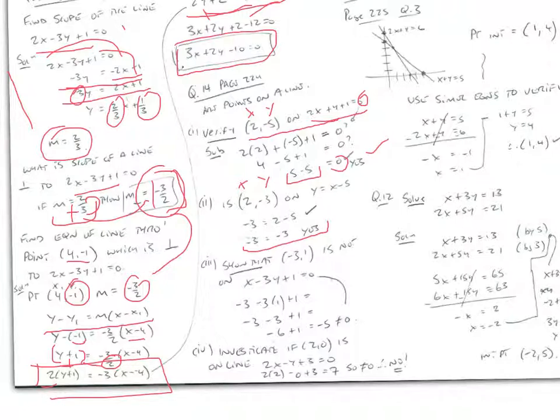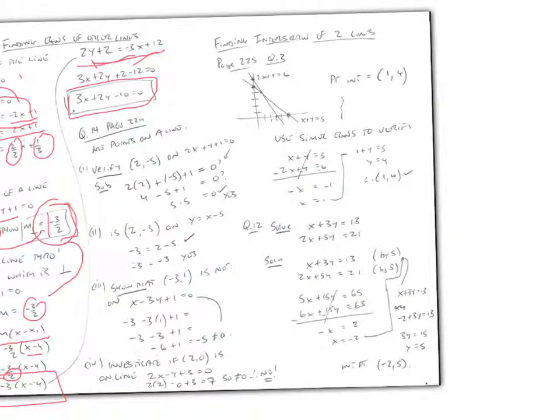We're asked to show that -3, 1 is not on this line, x minus 3y plus 1 equals 0. So again, sub in, and you can see that you end up with -5, and that's not equal to 0 here. Okay, and then we're asked to investigate if the point 2, 0 is on the line 2x minus y plus 3 equals 0. By subbing in, we can see that the end result is equal to 7 when we sub that in, and that's not equal to 0, so therefore it's not on the line.